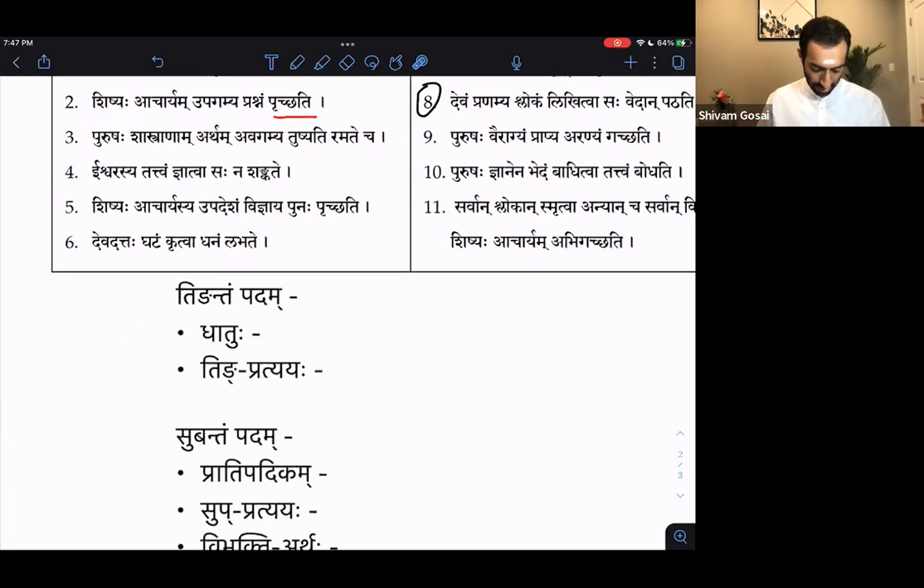Prashnam. Pratipadika Prashna, a ending. I'm not sure if it's masculine or Napumsaka, we can look that up. Prashna, and it's Supratyaya, Dvitiya Vibhakti, Ekavachanam, it's 2-1. Vibhaktyartha, this is Karmani Dvitiya to Prichati. So is this feeling okay? Translating it: having approached the teacher, the student asks a question. Having approached the teacher, the student asks a question.